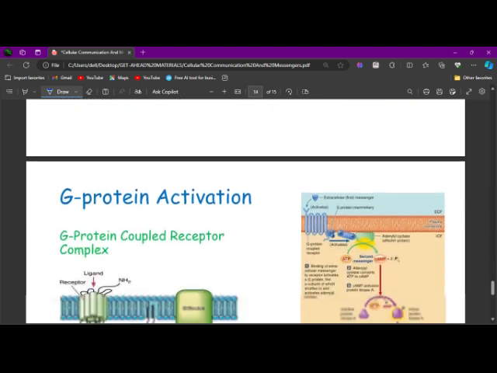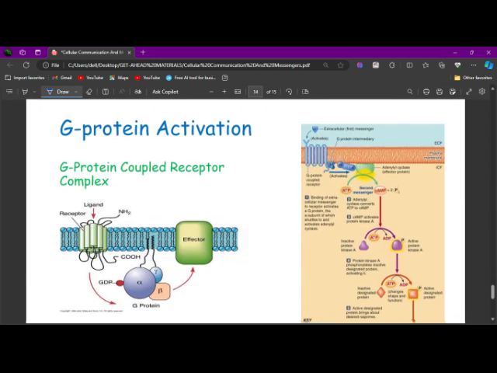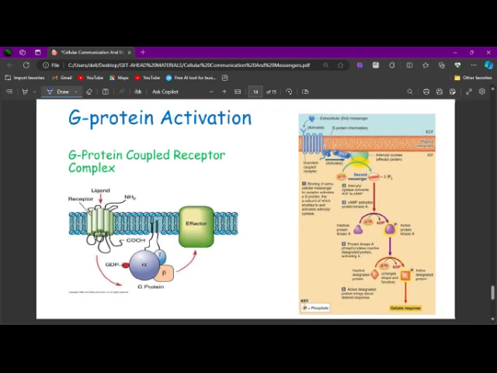So for G-protein coupled receptors, we're going to explore deeper into them just a little bit here. A G-protein coupled receptor complex looks something like this. What this complex is all about is a receptor that is coupled to a G protein, and this G protein has to be activated so that it can influence a certain activity on an effector, so that this effector can produce a second messenger.